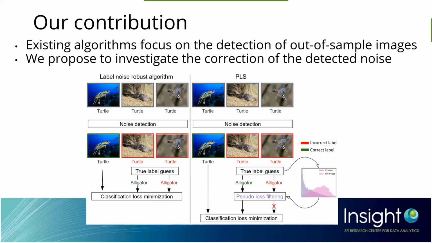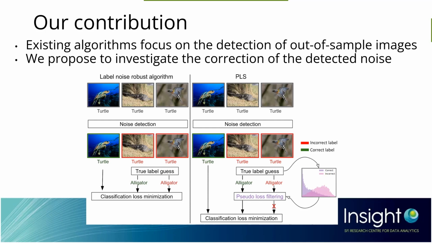So what is our contribution? What do we do differently from existing algorithms? Well, in this paper, we propose to focus not so much on the detection of noisy images, which is something that's extensively done in the literature, but more on what we do once images have been identified as noisy. A typical approach in the literature that's insufficient, in our opinion, is that once the image is detected as noisy, a pseudo-label or a true label guess is performed on the image to guess the actual true label of the image, and this pseudo-label is used to minimize the classification objective using an updated label.